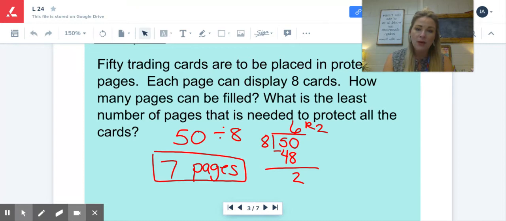So in order to protect all of our cards, when it says what is the least number of pages that is needed, we need to go up to 7 pages. Not just 6 remainder 2, we need 7 full pages. That last 7th page, again, will only have 2 cards in it, but a more appropriate answer is 7 pages. This right here is not the most appropriate answer. So that's where good mathematicians stop and decide, is this a reasonable answer? In math, that's a key vocabulary term. Mathematicians ask themselves, is this answer reasonable? So this is not, but 7 pages is.